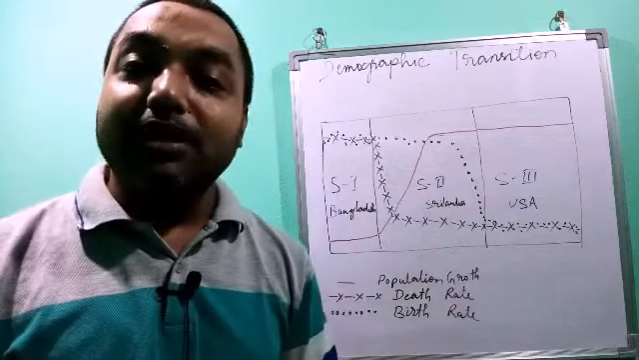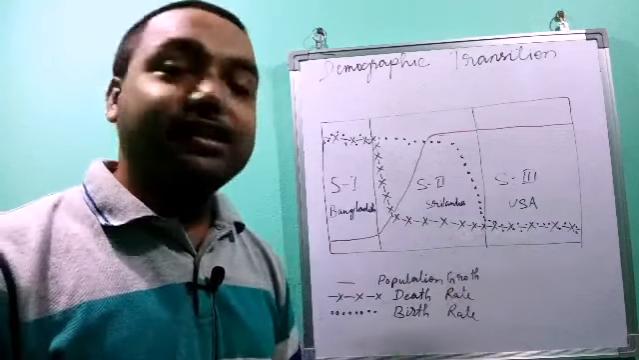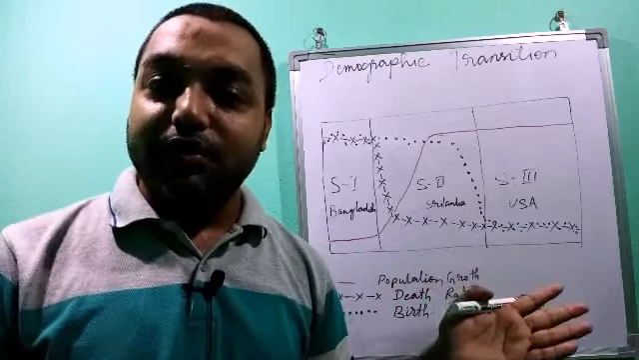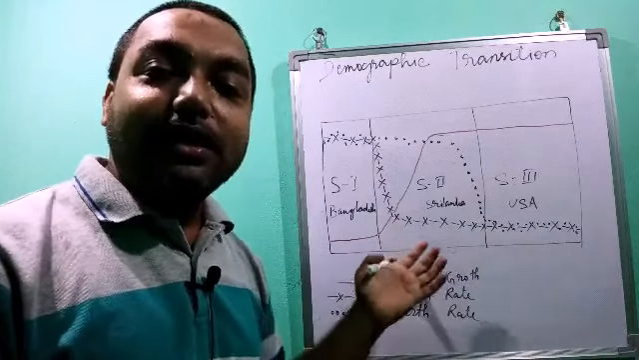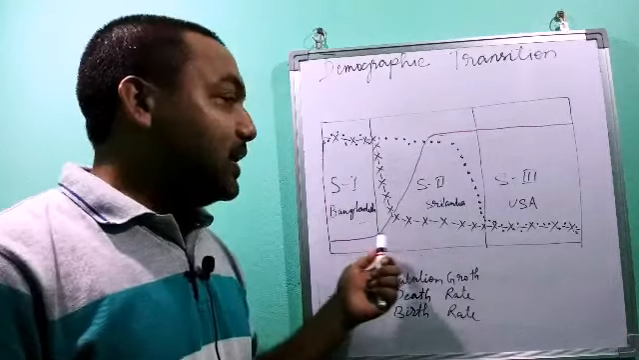The developed countries of the world, that is the USA, Canada, all these countries, are now in stage 3. So the developed countries are in stage 3. The developing countries are either in stage 2 or stage 1. So these are the countries.